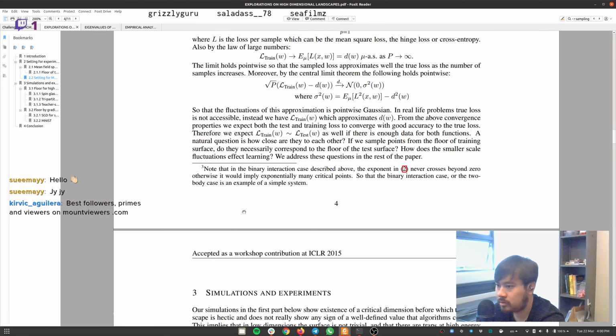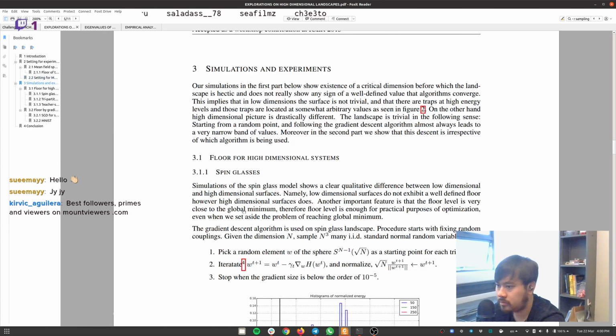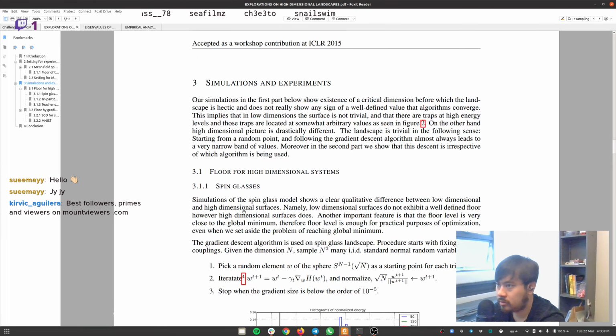Summation experiment. Existence of a critical dimension before which the landscape is hectic and does not really show any sign of a well-defined value that algorithms converge to. This implies that in low dimensions the surface is not trivial and that there are traps at high energy levels, and those traps are located at somewhat arbitrary values, as seen in figure 2. On the other hand, the high dimensional picture is drastically different. The landscape is trivial in the following sense: starting from a random point and following gradient descent almost always leads to a very narrow band of values. Moreover, in the second part, we show that this is irrespective of which algorithm is being used.